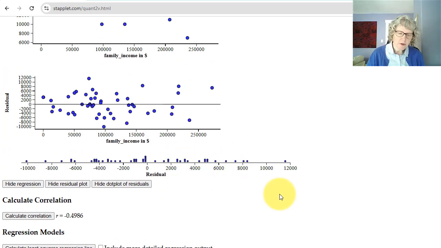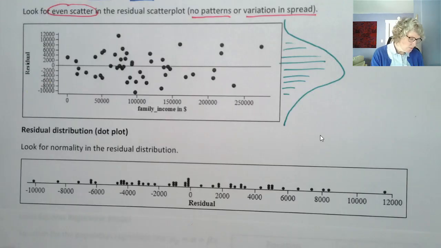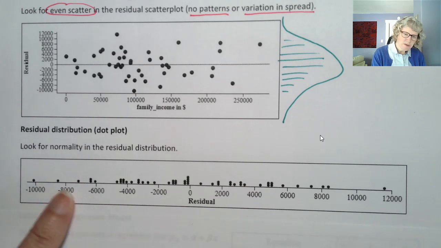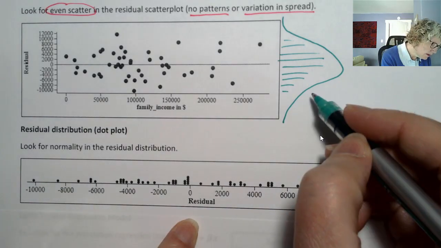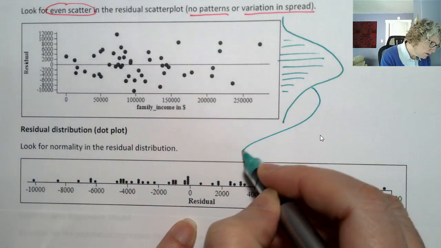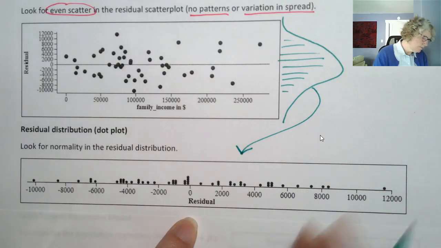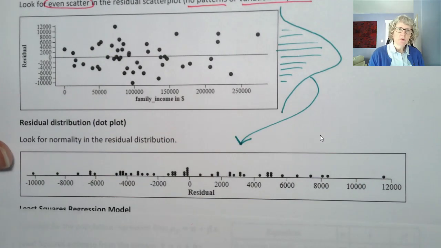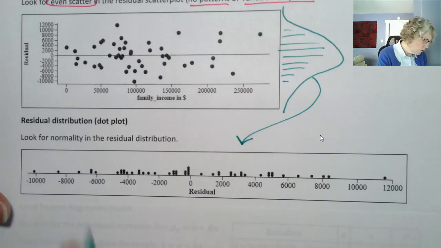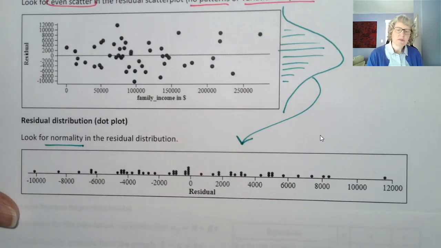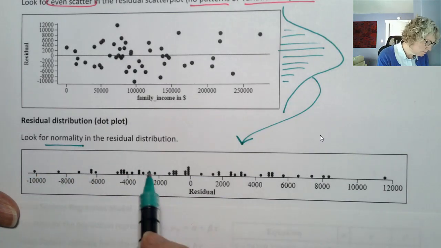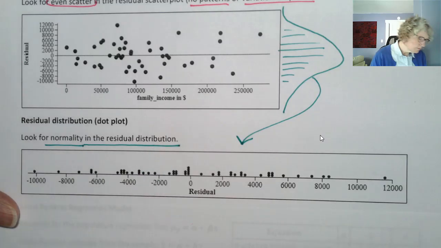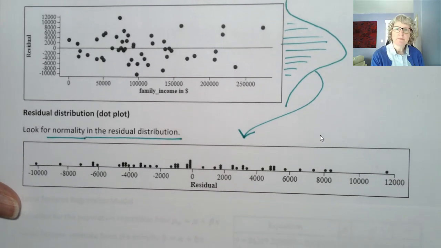Let's go back to the notes for a second. Okay, so this is our residual dot plot. So essentially this is what this is. Residual dot plot. And we want to look for normality in the residual distribution.